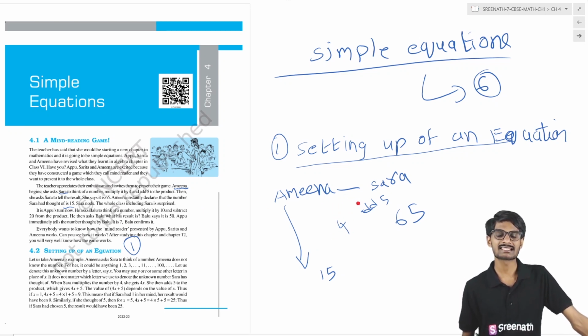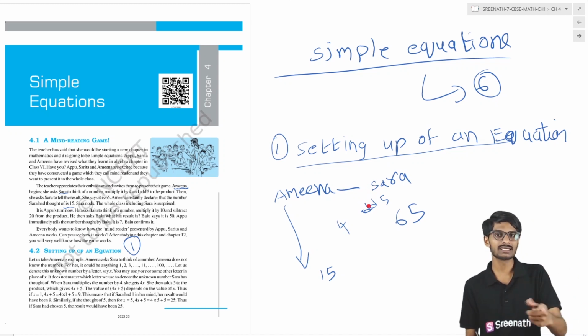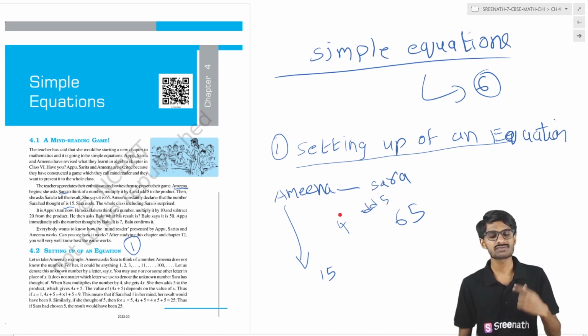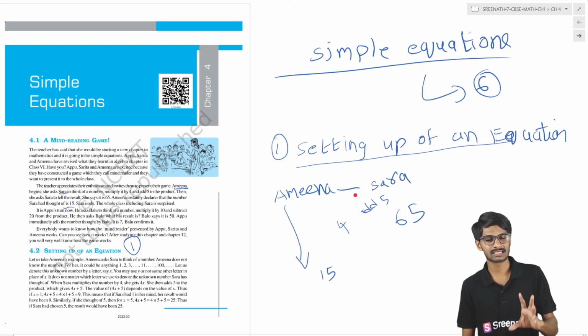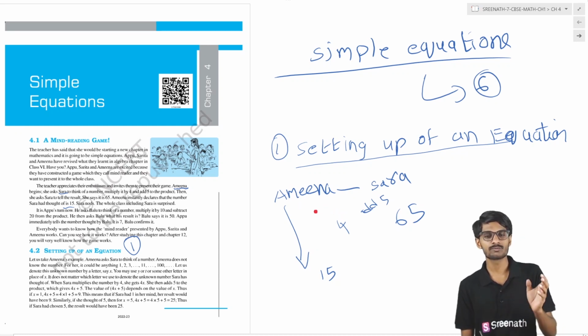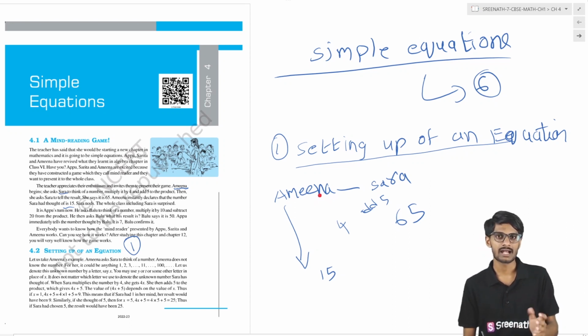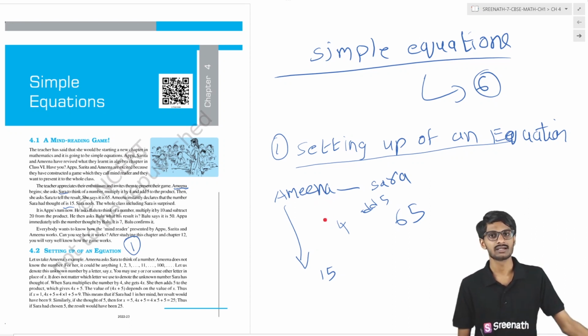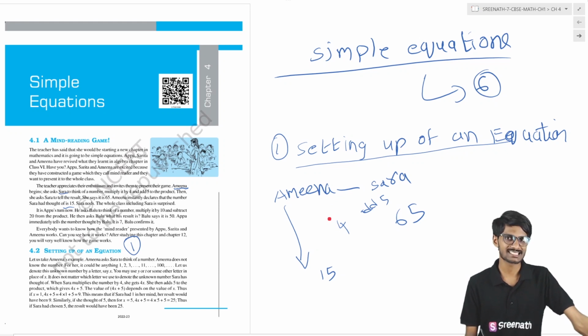So basically Amina has read the mind of Sarah. In this way we can also read the minds of others, and in this way we can also play that game. So what is there in that game, and how do we get the answer for the game? After learning this chapter you will know how to play that game, how to give such questions, and how to know the answer of that game, students.